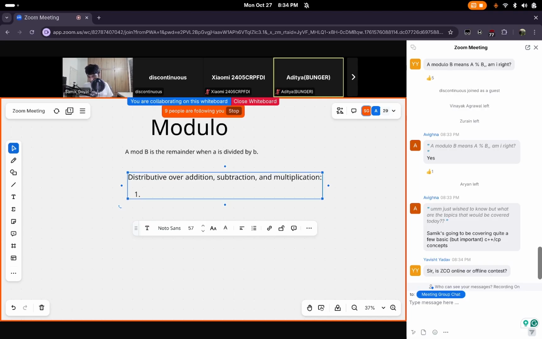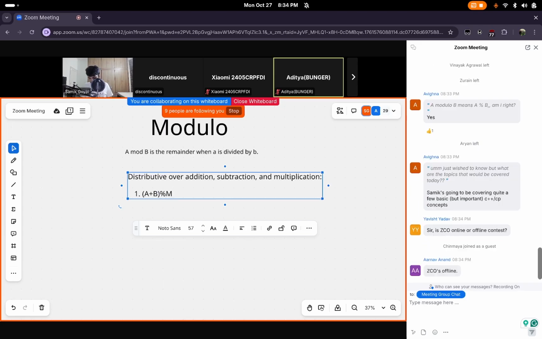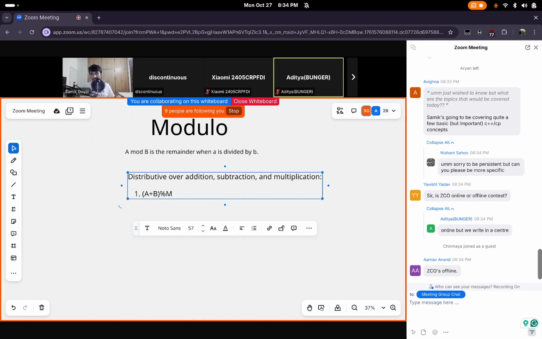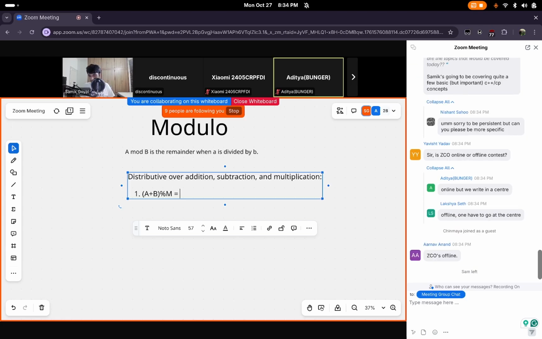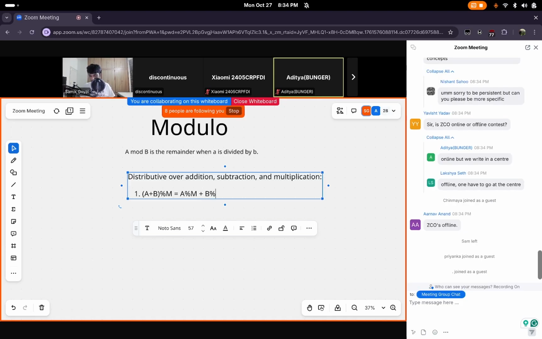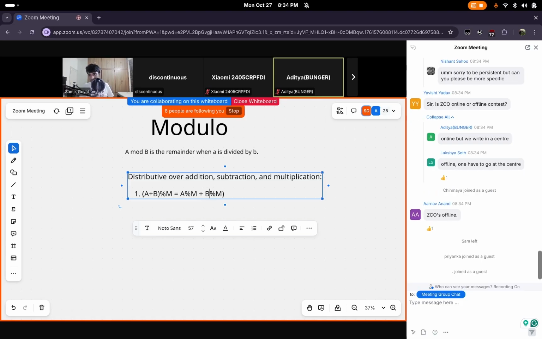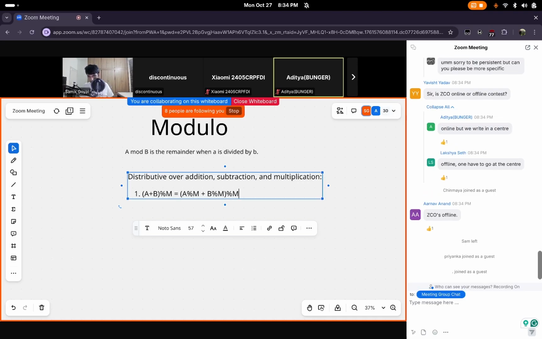This means that if I have A plus B, also for representing mod, we often use the percentage symbol. So I'm going to use that notation everywhere. C++ also uses this notation. So whenever you see a percentage sign, just remember it's mod. This is the same as A mod M plus B mod M. Also, a mod M around it.